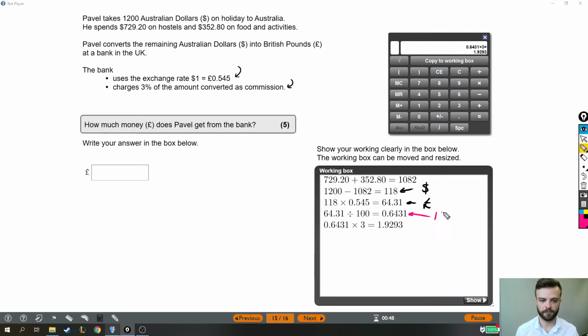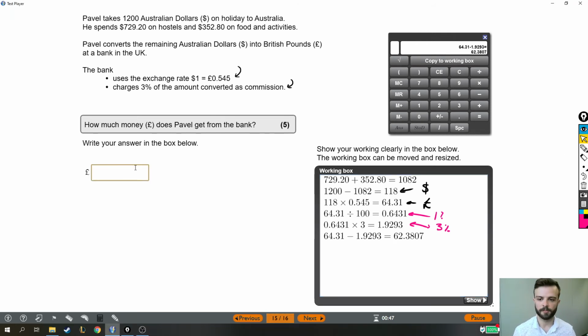So again, a couple of little notes. This was 1%. We then times by 3, so that's 3%. But that's what the bank is charging him, which means we need to take that off of the amount he was expecting to have, which was up here, £64.31. So he's expecting to get £64.31, but we have to subtract the 3%, the 1.9293. Again, I know it's a long decimal, but we'll round at the end. So this is actually how much he's expecting to get back from the bank. And that's basically our answer.